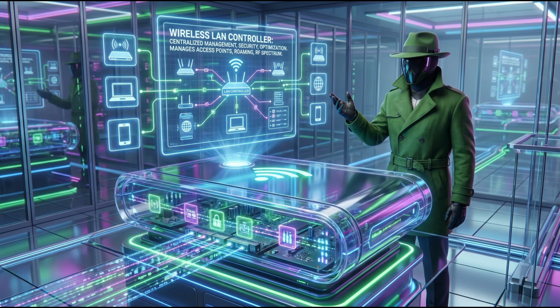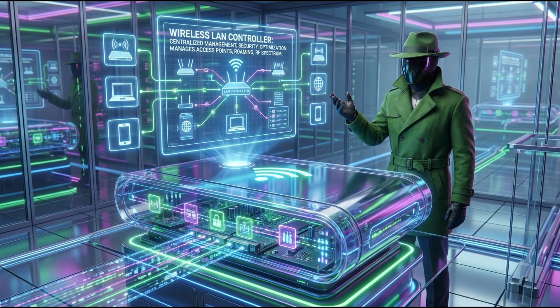CAPWAP is the protocol, Control and Provisioning of Wireless Access Points. UDP port 5246 for control, 5247 for data. Those are the ports. The AP and the WLC shake hands as the CAPWAP tunnel is formed. All management traffic rides the control plane. Policy is enforced. Client data can ride the tunnel or be switched locally at the edge. Split MAC architecture is the term.